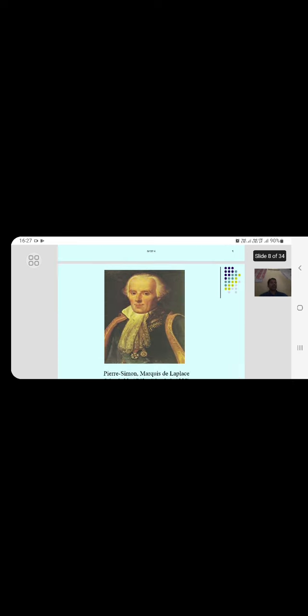In the next slide, we can see Laplace. Pierre Simon Marquis de Laplace was born on March 23, 1749, and died on March 5, 1827. He lived nearly 77 years. Great.